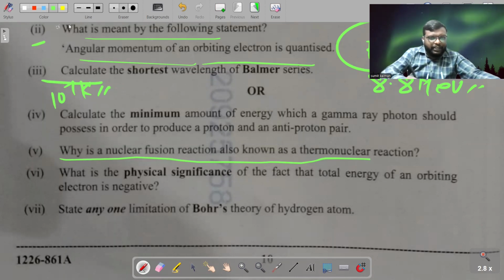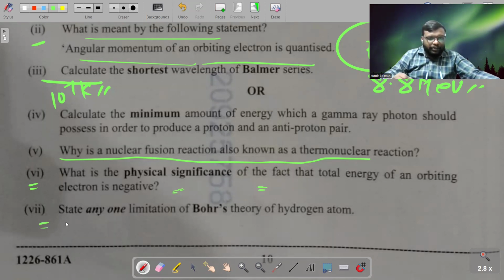And in the next part they are asking, sixth, what is the physical significance of the fact that the total energy of an orbital electron is negative? So students, negative energy का क्या मतलब हुआ इलेक्ट्रॉन का? That the electron is bound to the nucleus, and second, energy must be supplied to remove it. So this is the reason of this. This is the physical significance of this problem.